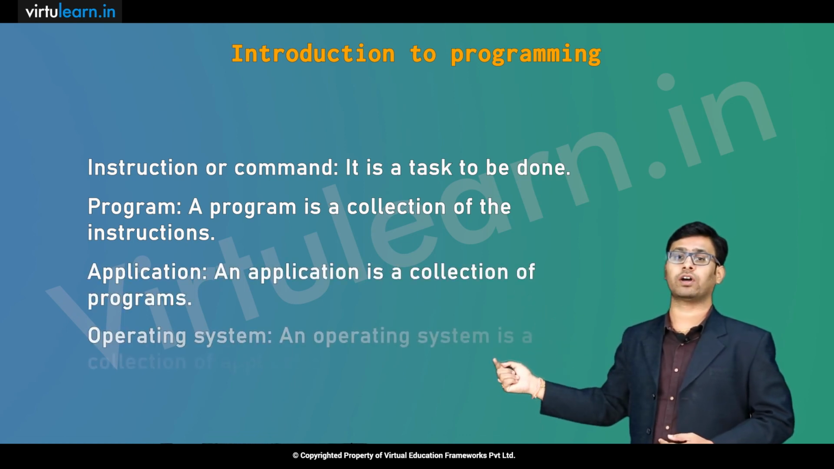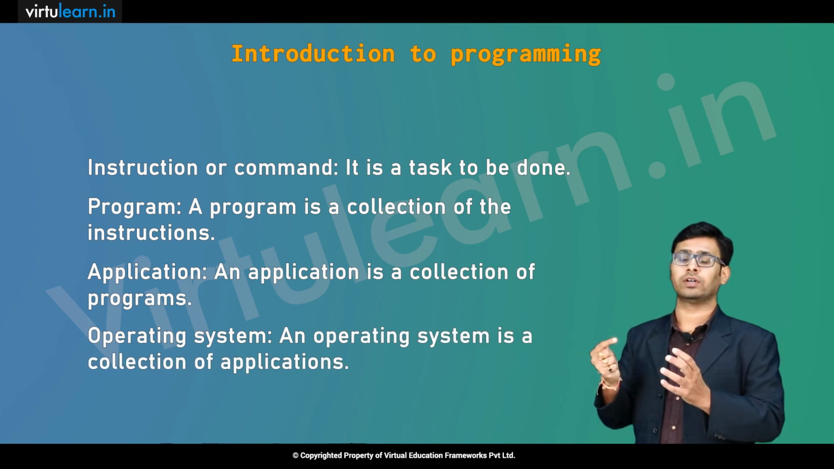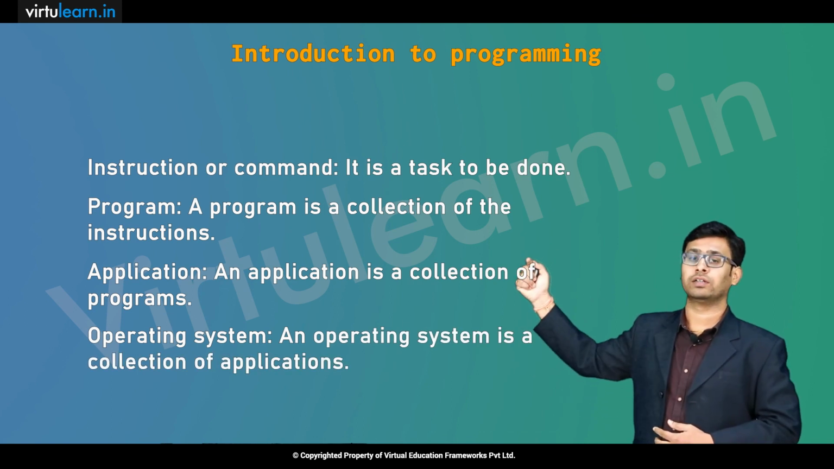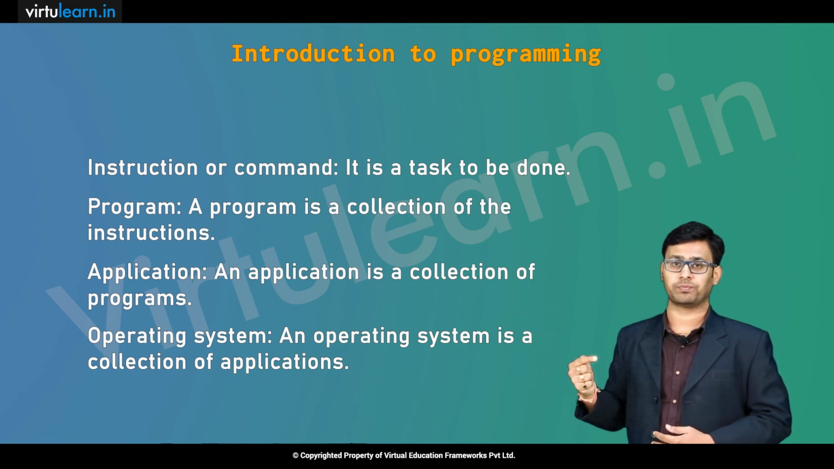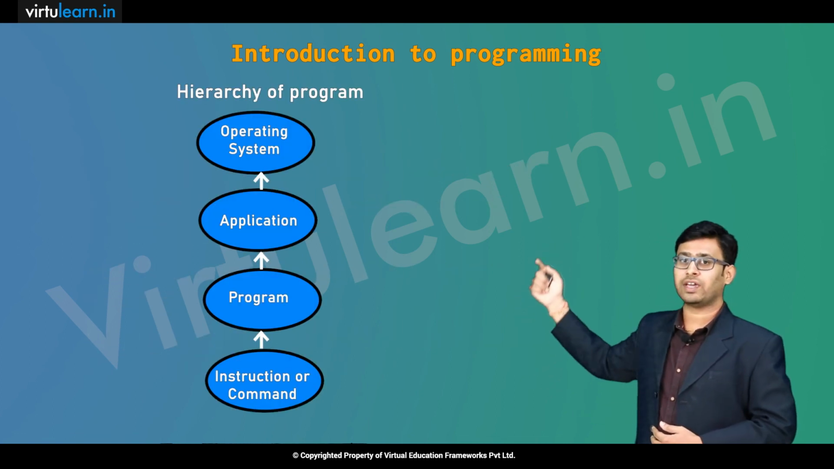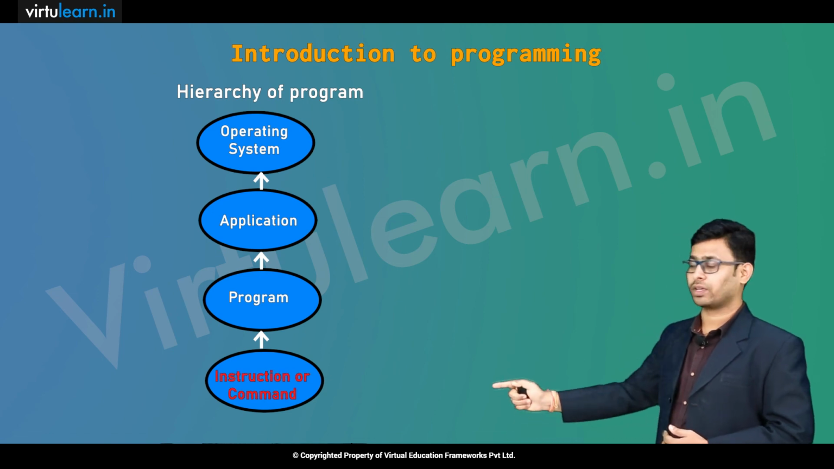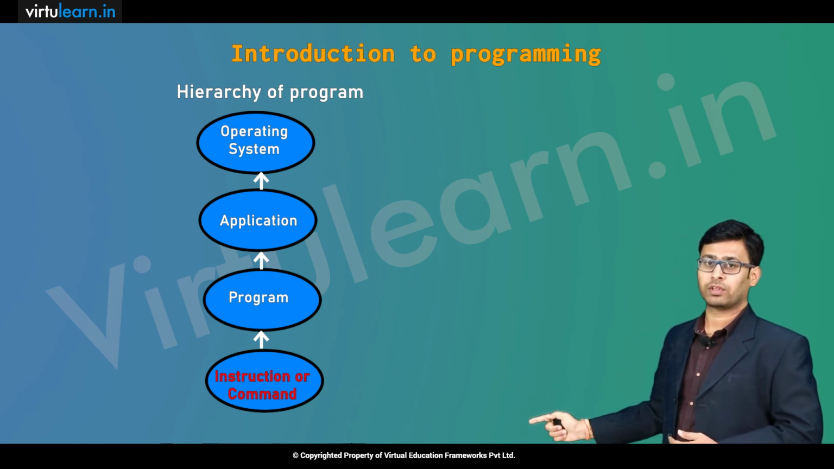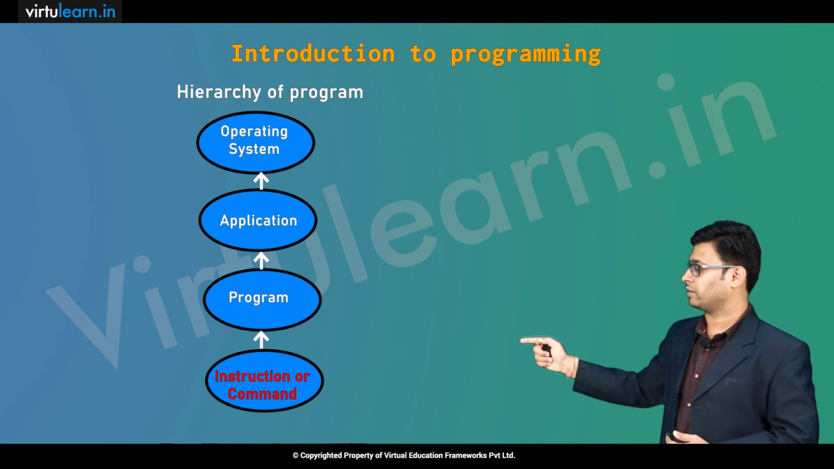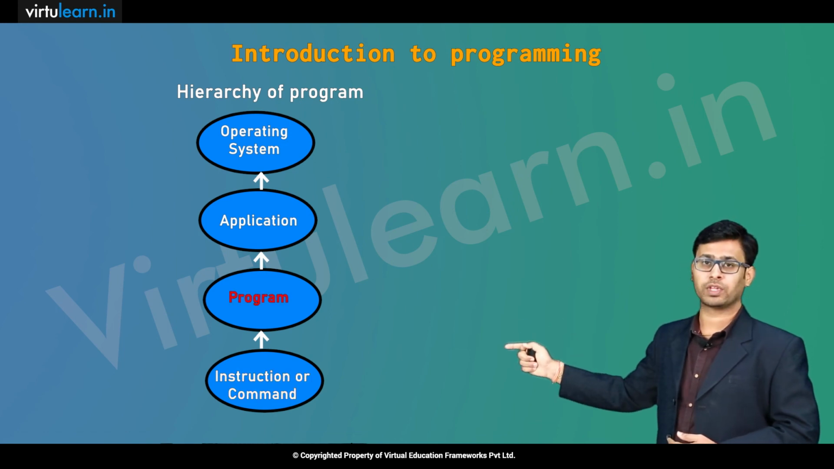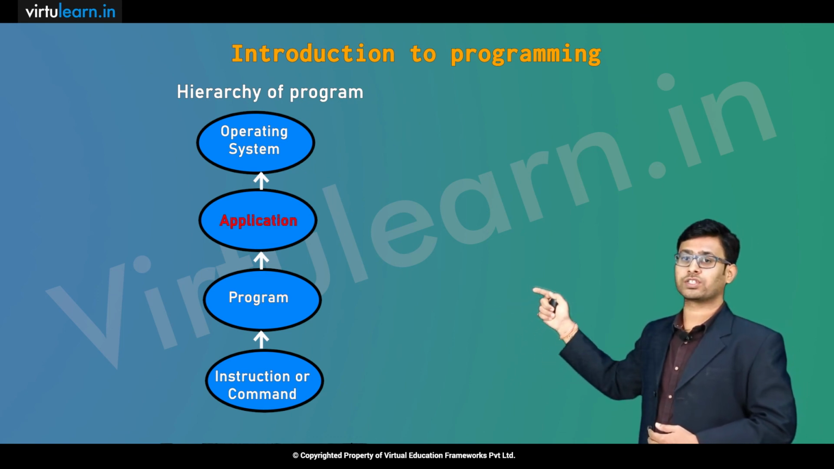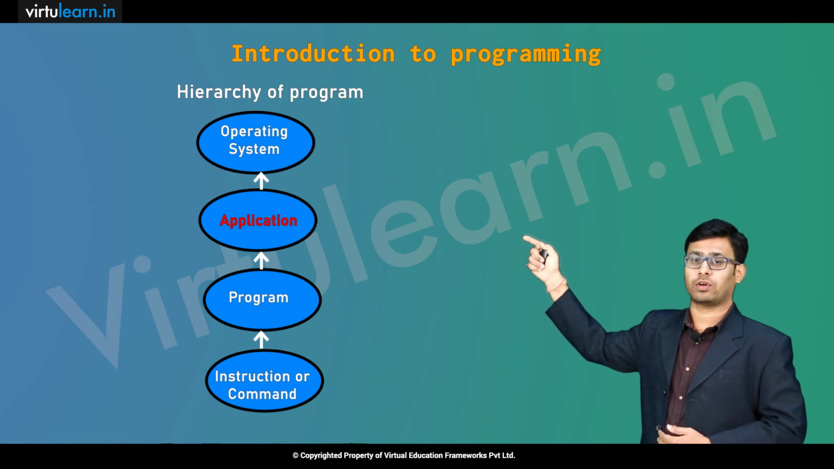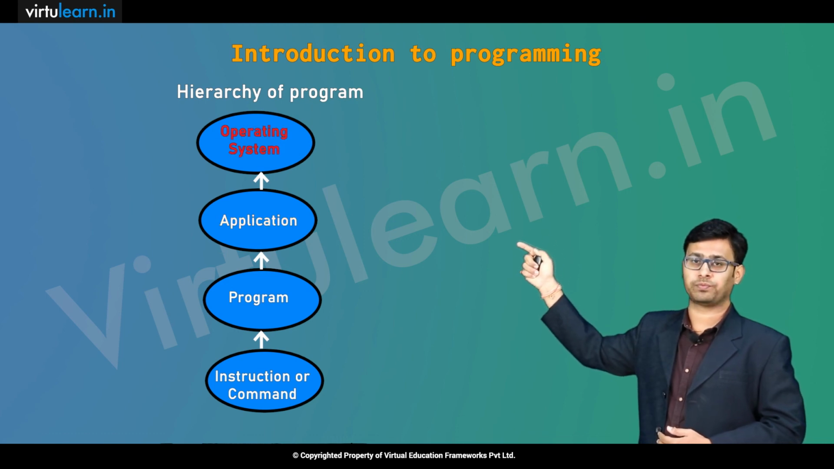When you integrate all the applications together, we form a final software, or we technically call it an operating system. So let us see the hierarchy. First we have an instruction or a command. The collection of instructions or commands, we call a program. A collection of programs, we technically call an application. A collection of these applications, we technically call a software or operating system.